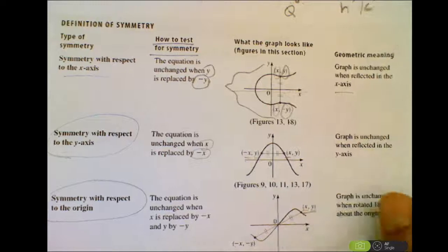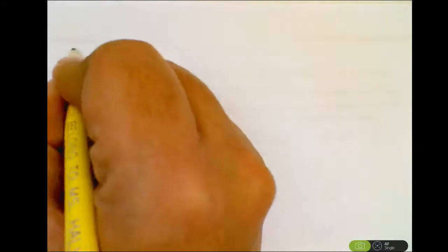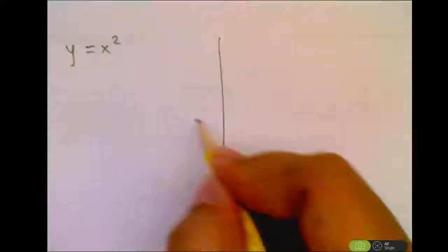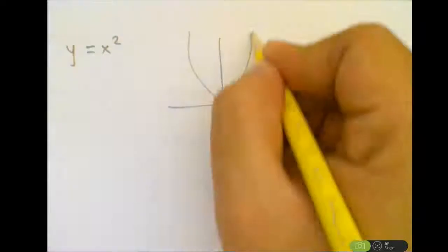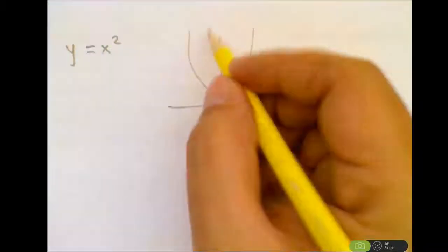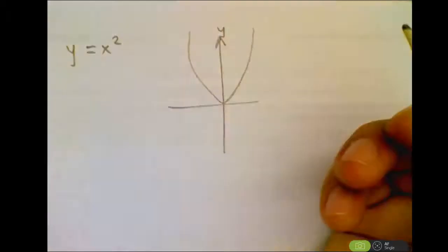So let me just give you an example before the examples from the book to clarify that. One thing that definitely has symmetry with respect to the y-axis is y equals x squared. You know that the graph is a parabola that has a vertex on the origin. Okay, so you know that that's symmetric with respect to the y-axis.